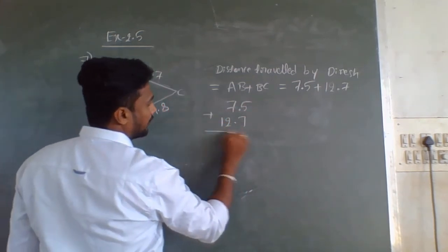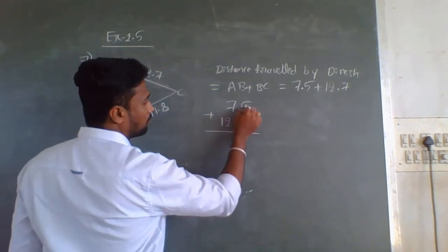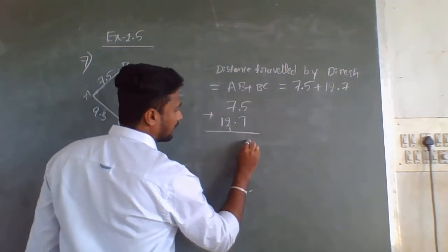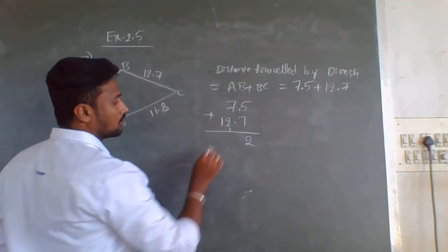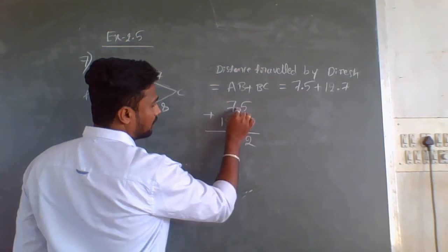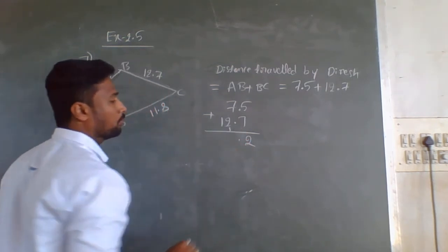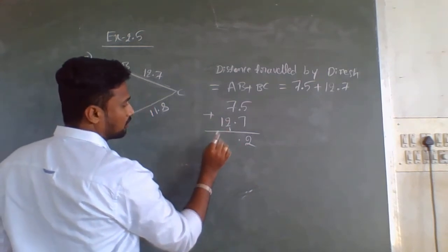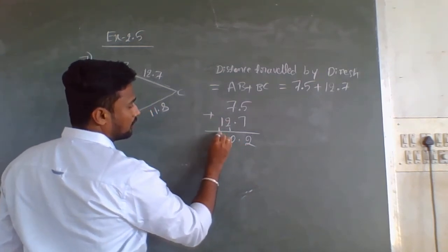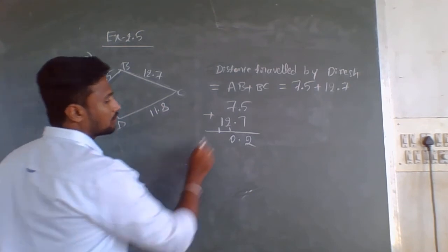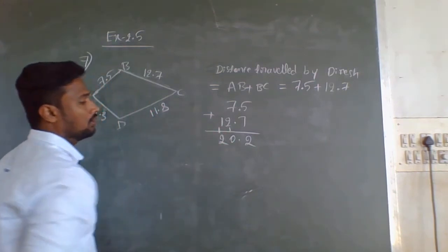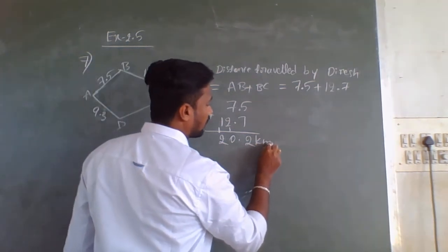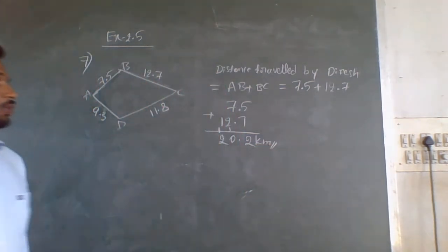When you add these two numbers, 7 plus 5, what do you get? 12. So 1 is carry here, and here I will write 2. After one digit, the decimal point is there, so I will put one decimal point here. So 7 plus 2, 9. 9 plus 1, 10. So here again 1 is carry. So 1 plus 1, 2. So 20.2 kilometers.